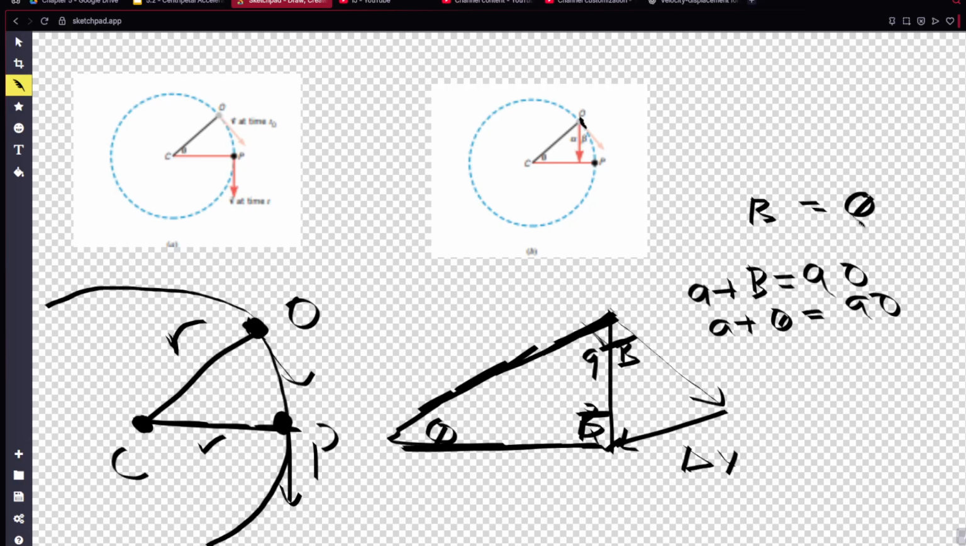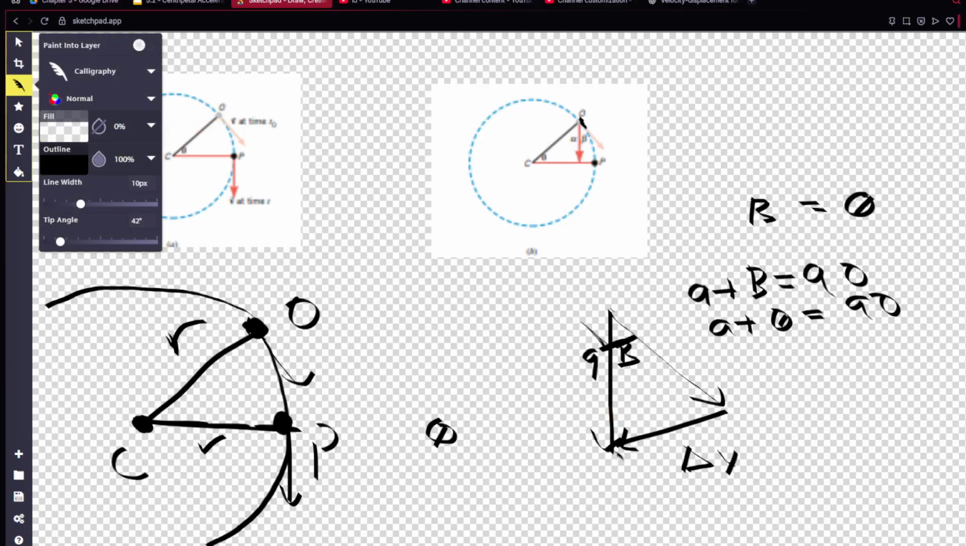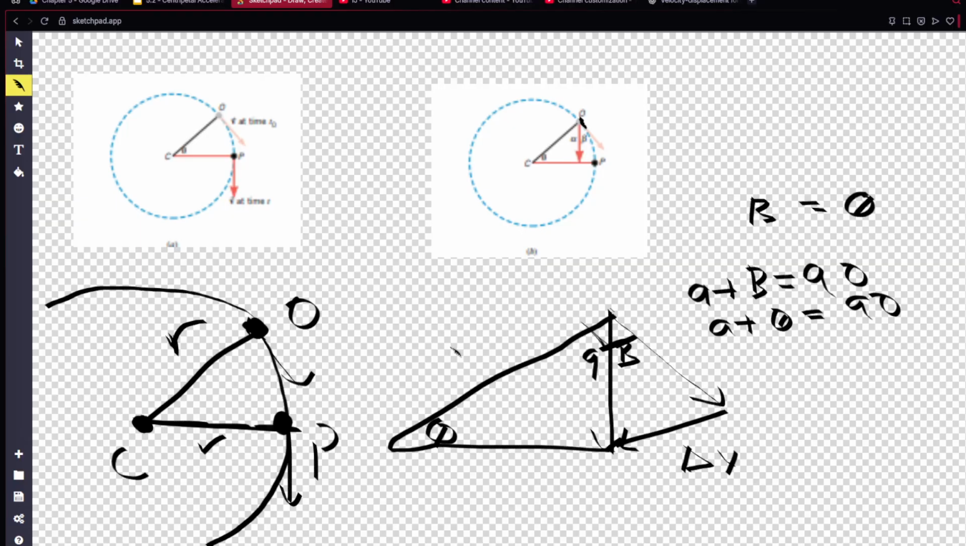Oh, sorry, that actually isn't a right triangle. We don't know if it's a right triangle. Sorry, that's incorrect. So that's where I think I messed up. I assumed it was a right triangle. But these are both isosceles triangles. I guess it would be V1, V2.